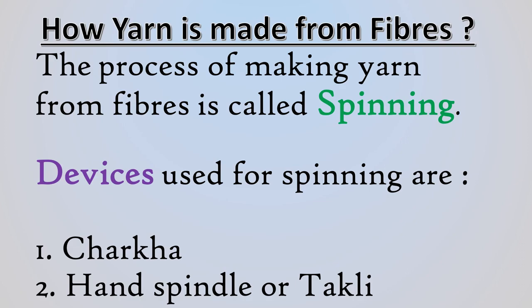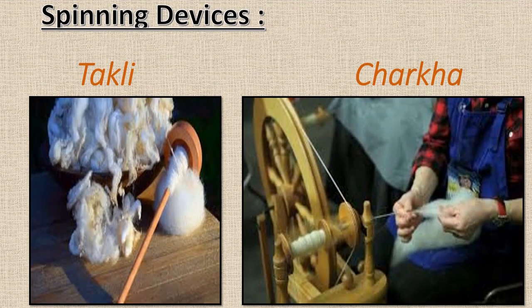Devices used for spinning are number 1, charkha, number 2, hand spindle or takli. In these pictures, you can have a look at both the devices which are used for spinning fiber into yarn, namely takli and charkha.